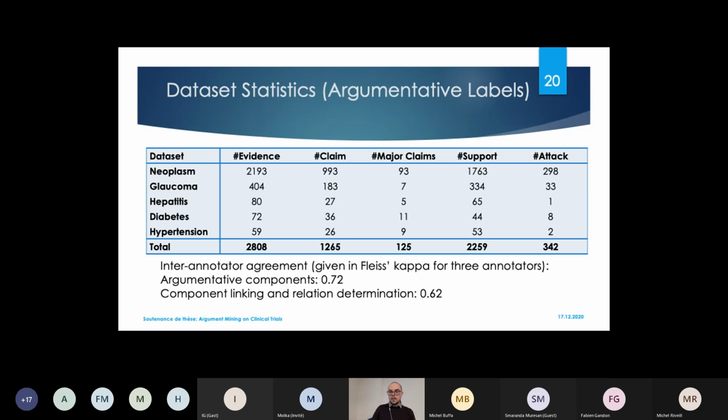We calculated also an inter-annotator agreement with 3 annotators after various training and reconciliation phases. And we got substantial agreement, for the argument components 0.72 Fleiss kappa and for the component linking 0.62.